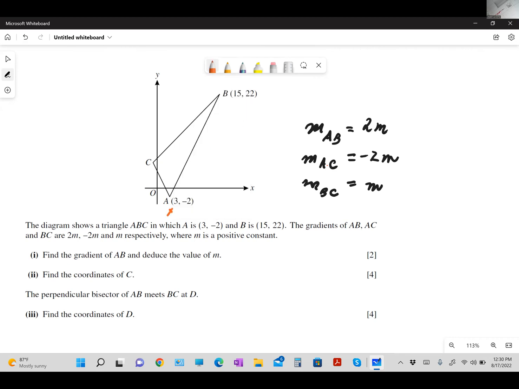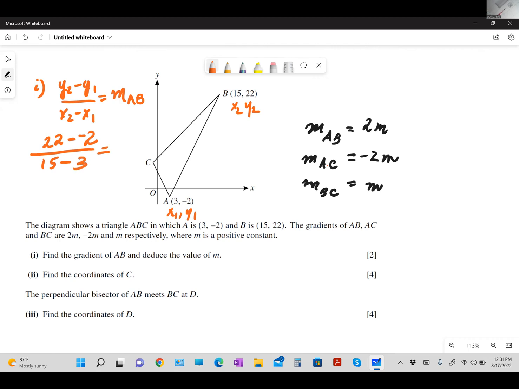So here's what I would do first. I'll go x1, y1, x2, y2, right? And then we say, okay, since I don't have enough space, I'll start working here. We have y2 minus y1 over x2 minus x1. This must equal the slope of what? AB, right? All right, what's y2? 22. 22 minus -2, right? Over 15 minus 3 must equal what? Does it equal the slope of AB, or does it equal 2m? It equals 2m. What does m of AB equal to? 2m. So go ahead and do it.